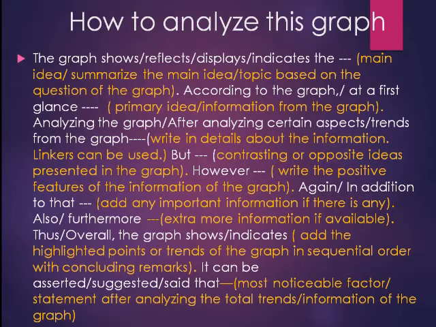So look at that. The graph description should start like this. The graph shows, reflects, displays, or indicates the, and then there's a blank. In this blank, you will summarize the main idea or topic based on the question of the graph. The next sentence would be "According to the graph" or "At first glance." You can choose either one of the two.